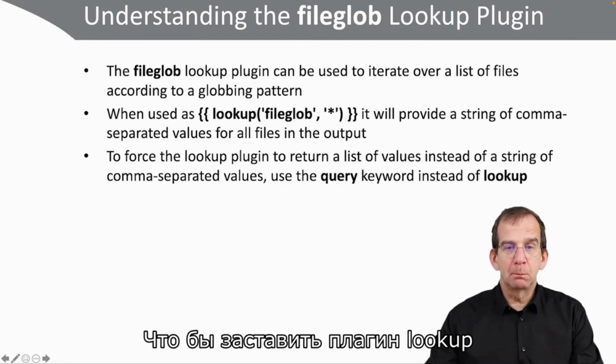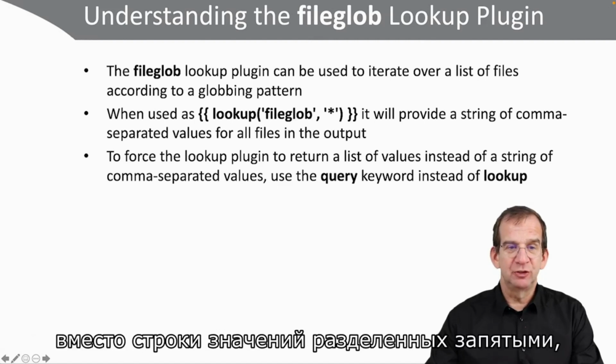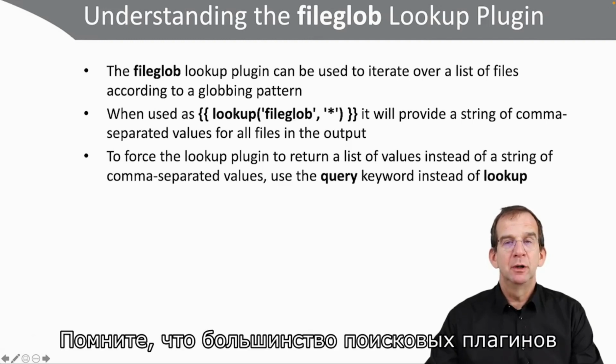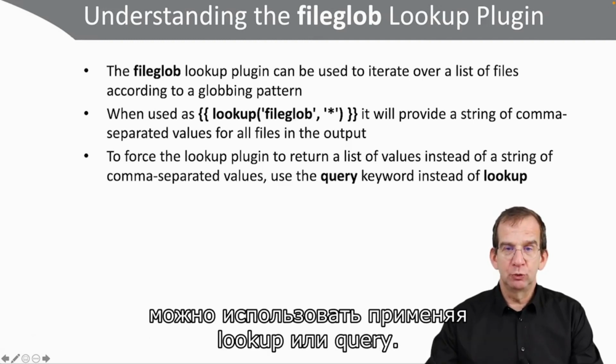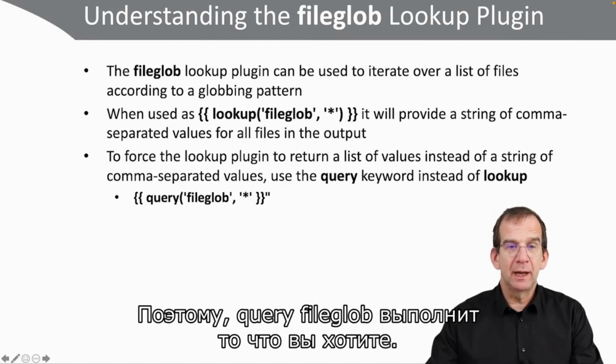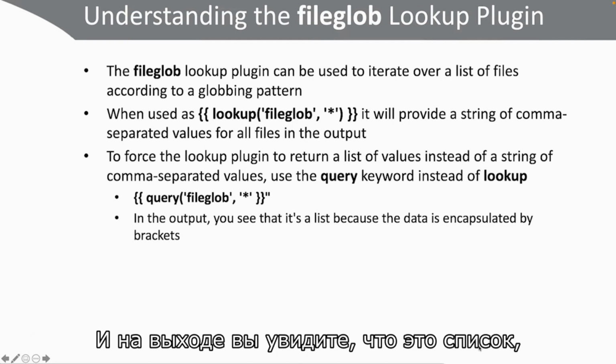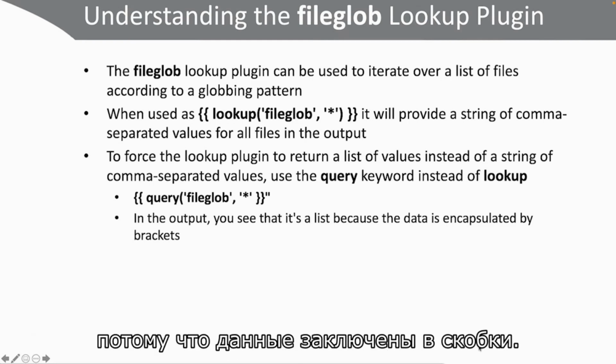Now, to force the lookup plugin to return a list of values instead of a string of comma-separated values, use the query keyword instead of lookup. Do remember, most lookup plugins can be used using lookup or query. So query fileglob will do what you want to do. And in the output, you will see that it is a list because the data is encapsulated by brackets.